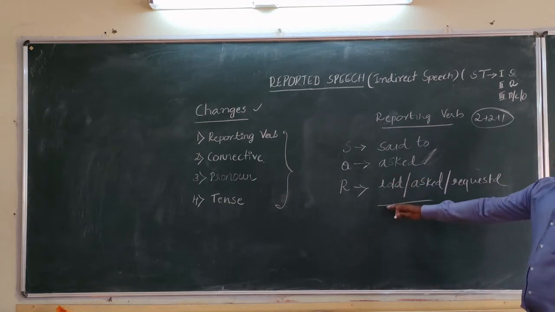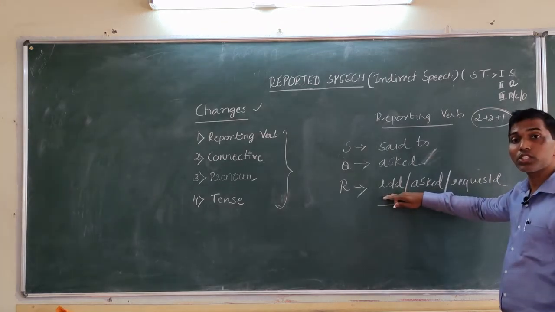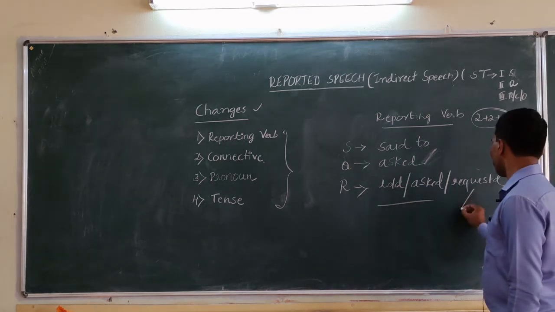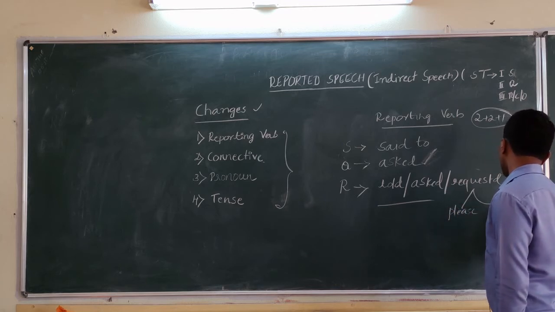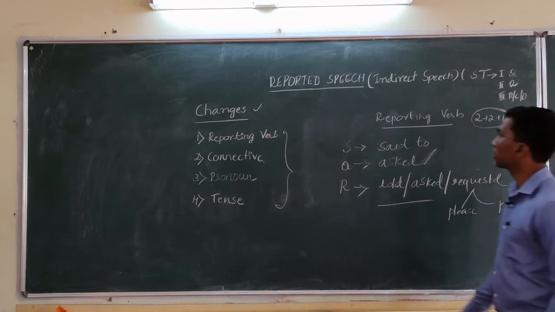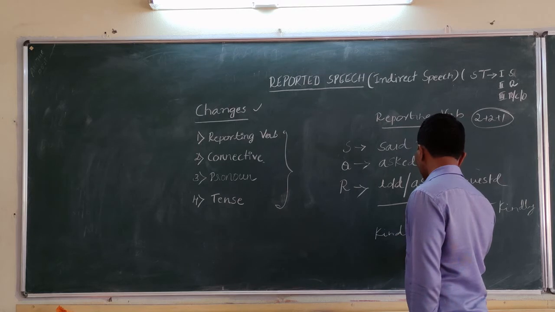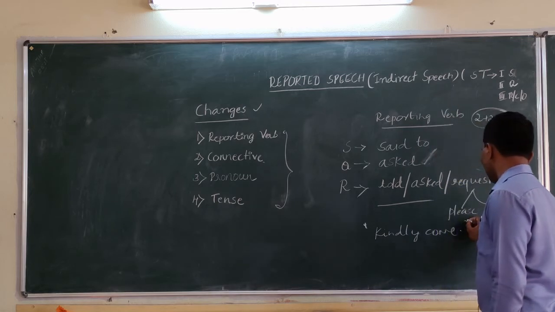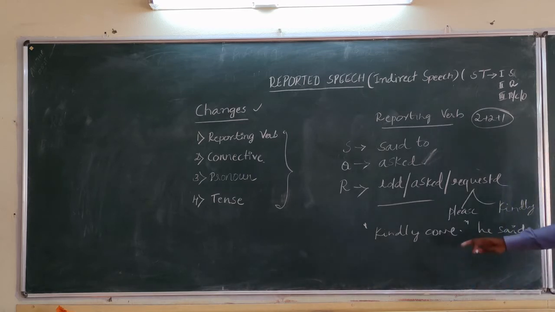When you have a third type sentence, you can't use said to. You have to go for either told. What I suggest is stick to one. Either it is told, or if there is one of these words, please or kindly, in a sentence. For example, "Kindly come," he said. It may be that in the direct speech.